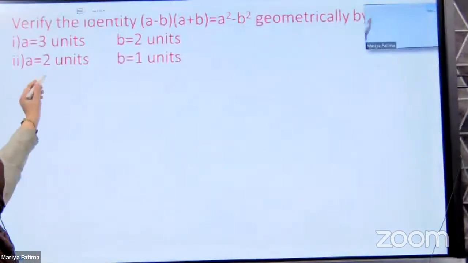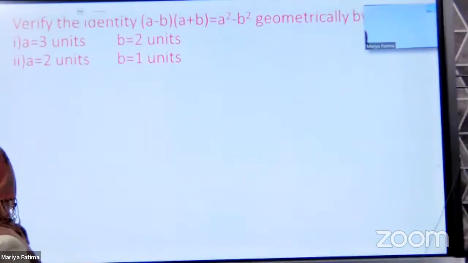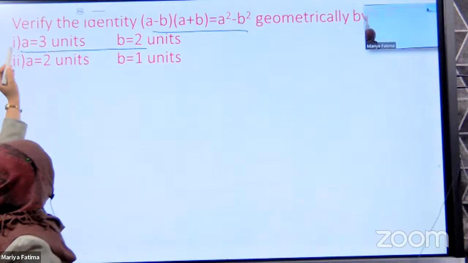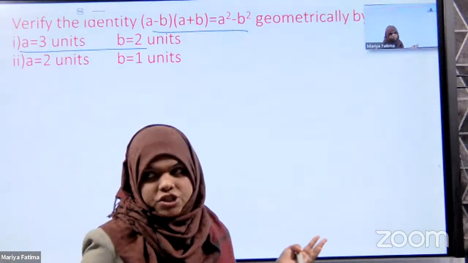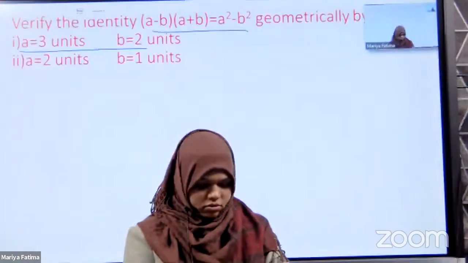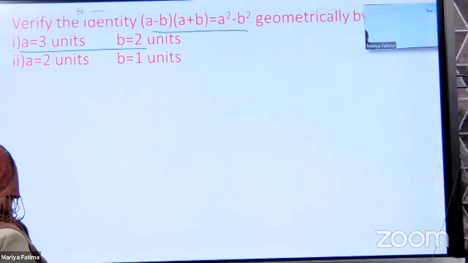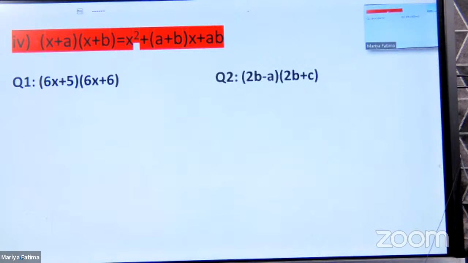Now we have to prove this third identity by taking the values of A equal to 3 and B equal to 2. In the same way as we have done in the previous questions, we can do this also. Now, two more identities are there. Just we will see those identities.